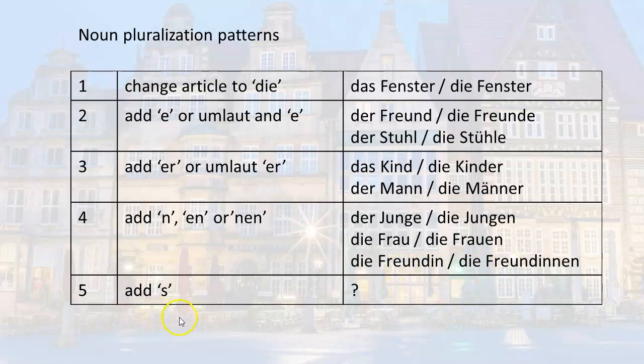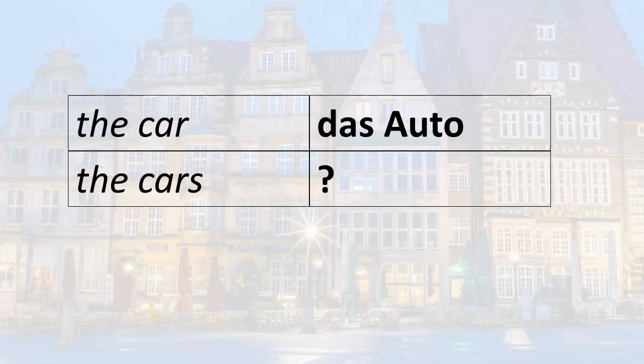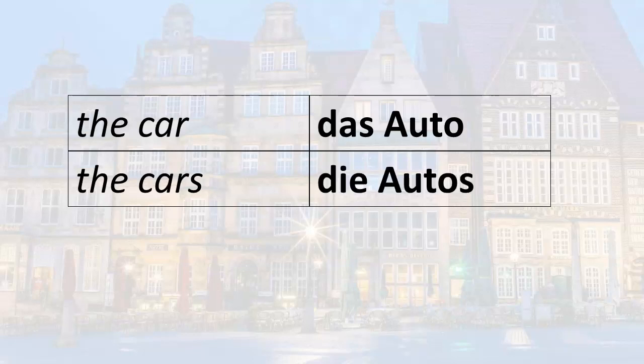So here's the last pattern. Add an S, just like in English. Let's look at an example. The car, das Auto, the cars, die Autos. Das Auto, the car, die Autos, the cars.